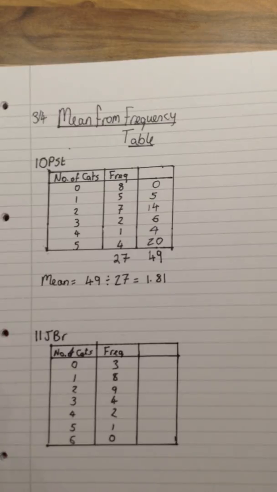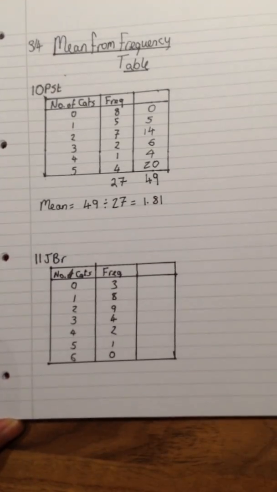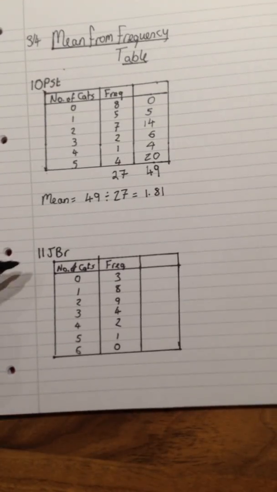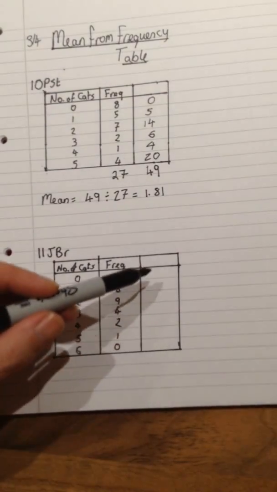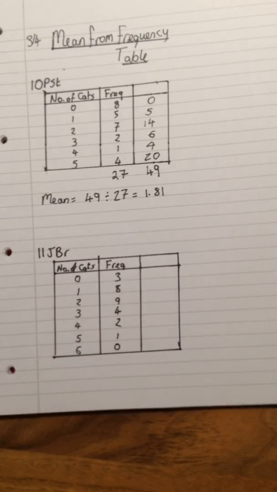Speaking of a comparison, if we do one final example, again, I'll give you a little bit of time to do a copy of that into your books. The tape can be paused again if need be. This time, the information is for 11 JBR, so a different form so we can compare.